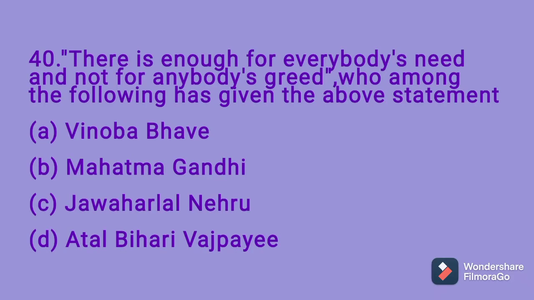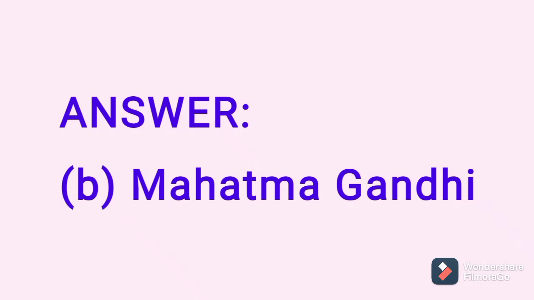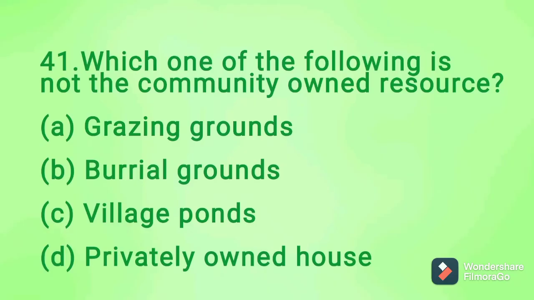40th question. There is enough for everybody's need and not for anybody's greed. Who among the following has given the above statement? Option A, Vinoba Bhave. Option B, Mahatma Gandhi. Option C, Jawaharlal Nehru. Option D, Atal Bihari Vajpayee. And the answer is option B, Mahatma Gandhi.